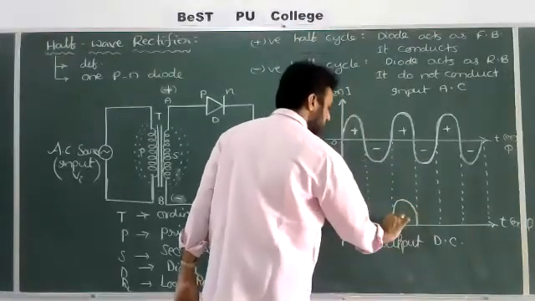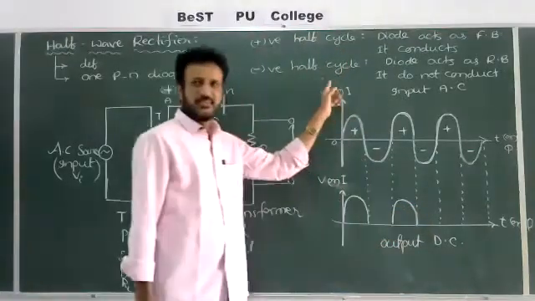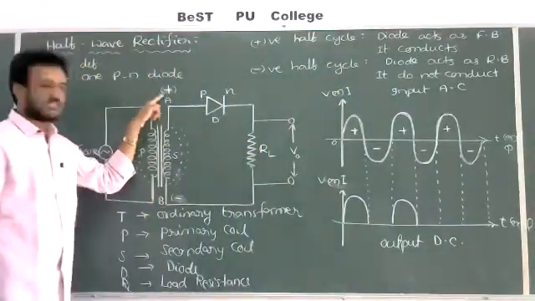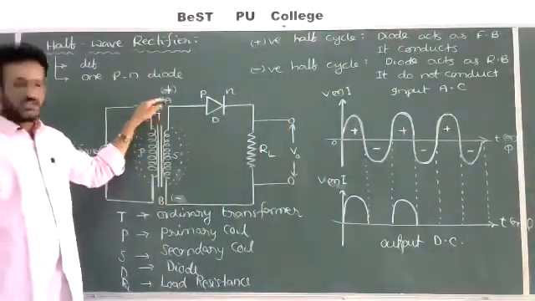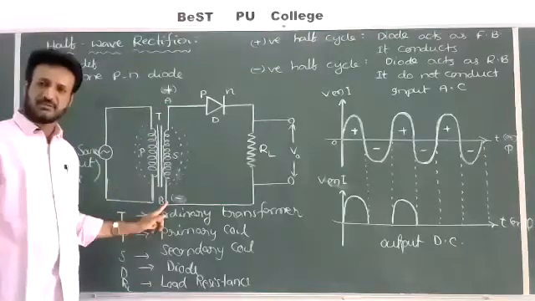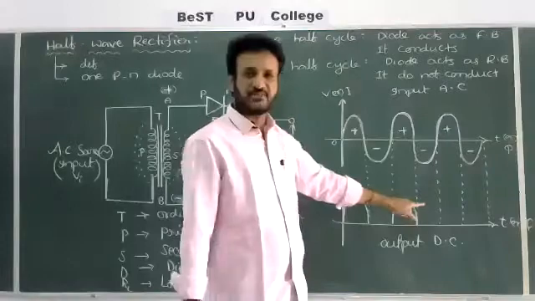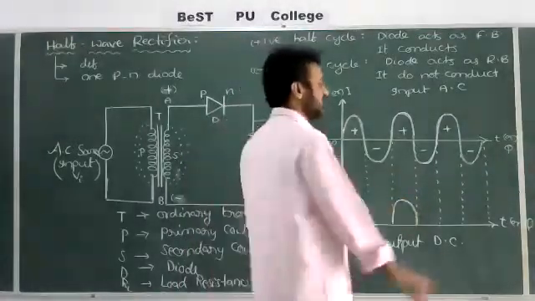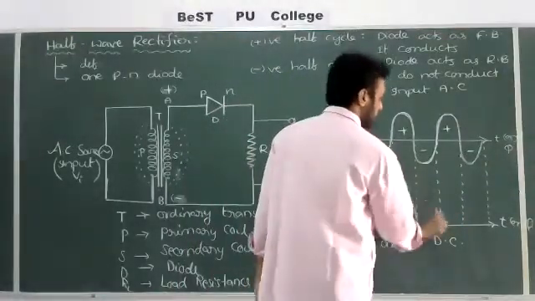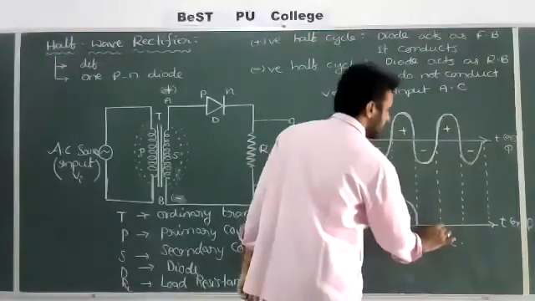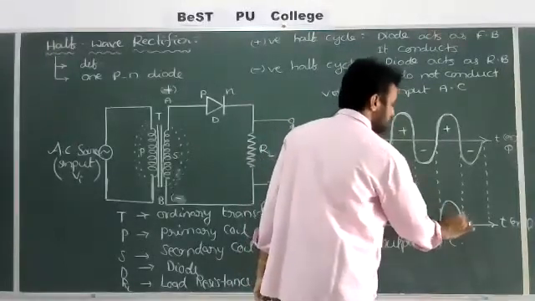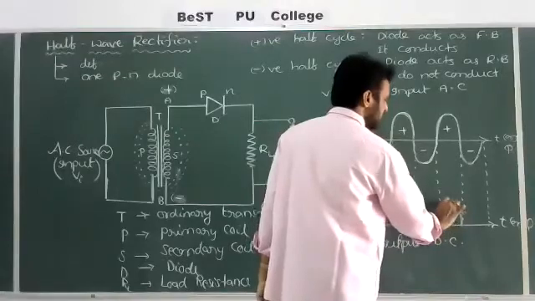Again in the next half cycle, this will happen. The upper part of the secondary coil becomes the negative terminal, the lower part becomes the positive terminal. Again the diode acts as reverse bias, and no current passes through the circuit. Again the next half cycle is reverse bias. So here it is forward, here it is reverse. Again the next one, forward. So in this way, what will happen?